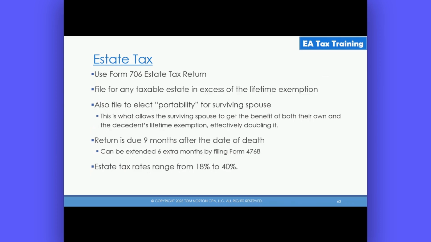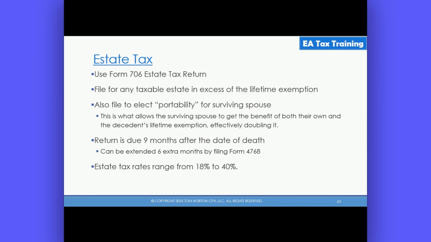So for the estate, we use a Form 706. You have to file it, as we said, if the taxable estate exceeds the lifetime exemption. You also have to file it in order to elect the portability for the surviving spouse. So remember, we said you get your $13,610,000 exemption, and if your spouse dies, then you can double that. In order to claim that extra exemption, you have to file a Form 706 when the first spouse dies, showing that that exemption is then moving over to the surviving spouse.